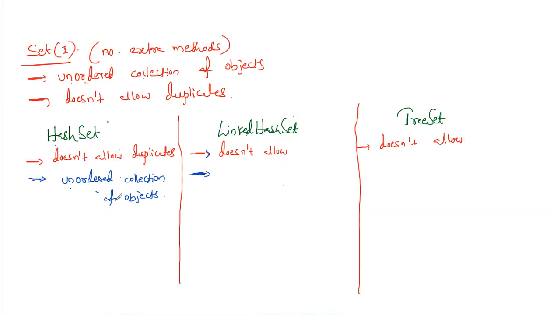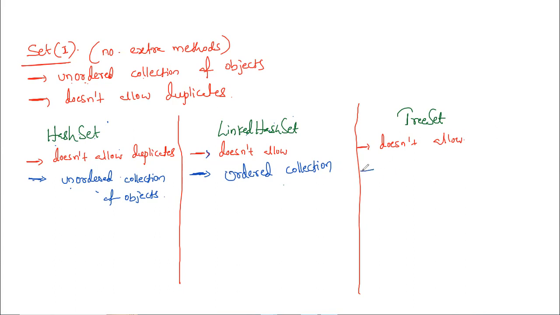That's why the second difference, from the second point here, is that it is an ordered collection. It is a combination of Set and List. Doesn't allow duplicates and order must be preserved. So that's where we go for the LinkedHashSet concept.